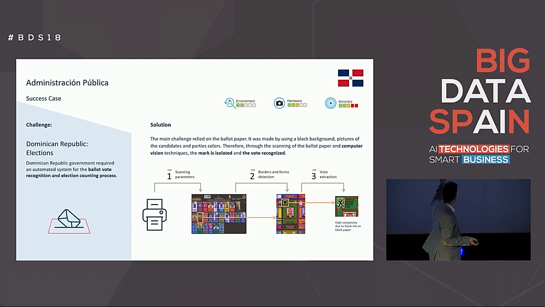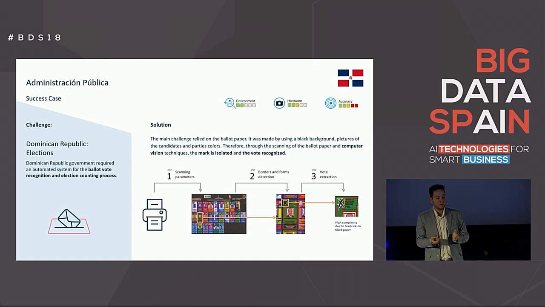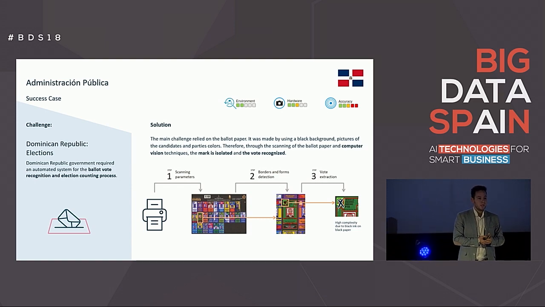I'd like to introduce 3 main variables: environment, hardware, and accuracy, and they will give you an idea of the project. Here, accuracy was almost 100%. We needed to track every single ballot paper, every single mark, every single vote. So we narrowed the other variables: the environment and the hardware. We used the same scanner for every ballot paper, and we narrowed the environment, including the print of every ballot paper. So we were capable of doing so.